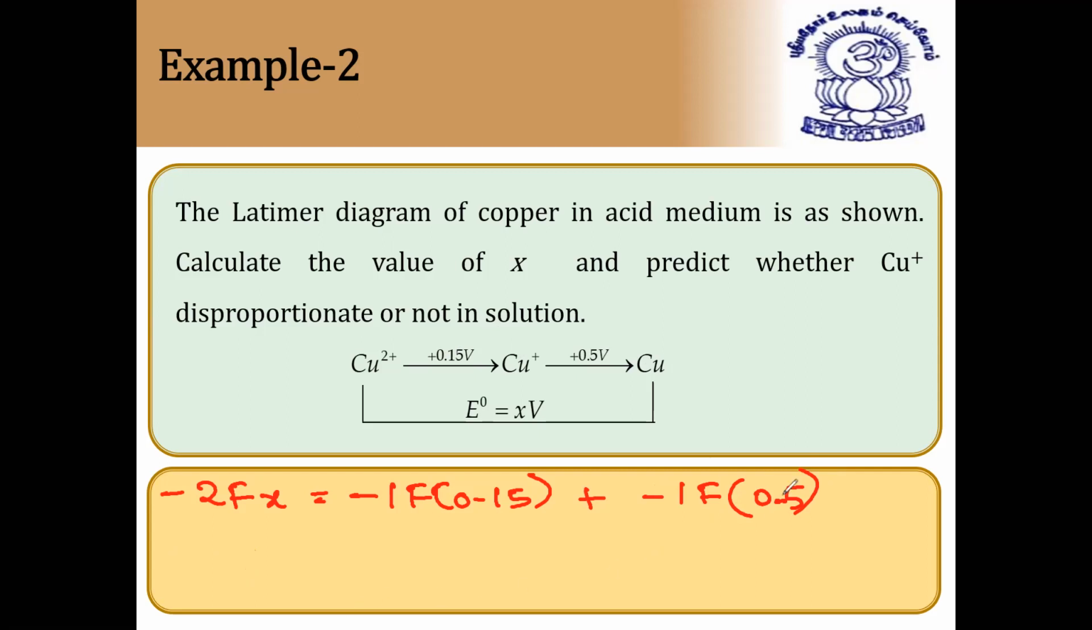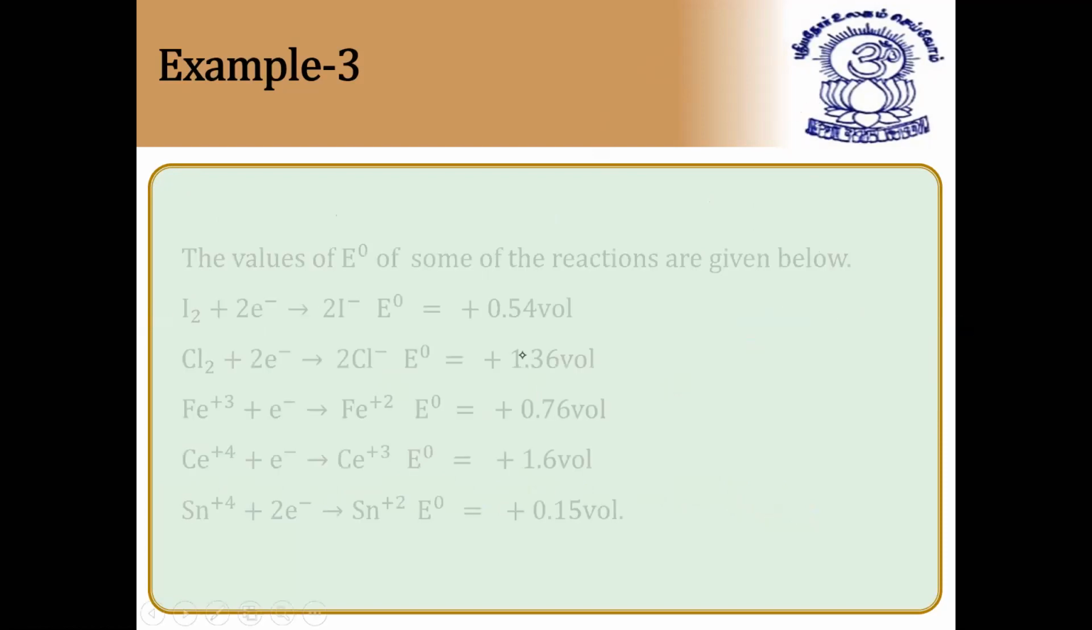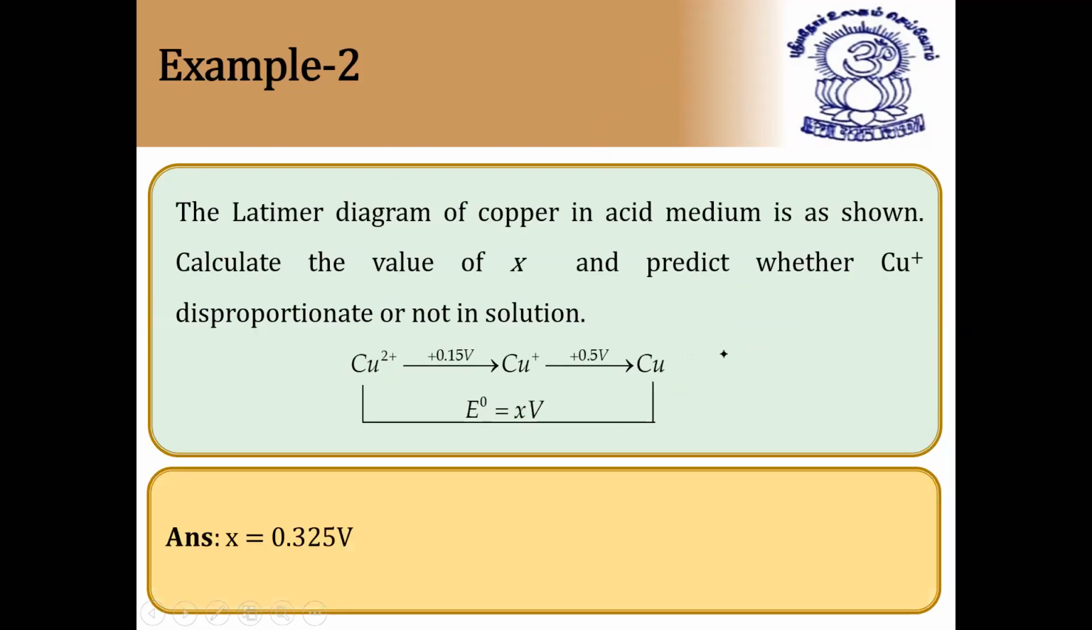I hope it is clear. Predict whether it disproportionates or not. No, it will not undergo disproportionation, because it's changing from Cu plus 2 to Cu plus and Cu plus to 0. So it is only decreasing, but it is not increasing anywhere. So straight away we can say no disproportionation. I hope it is clear. So in this, we can understand that X is equal to 0.325 volts and no disproportionation.